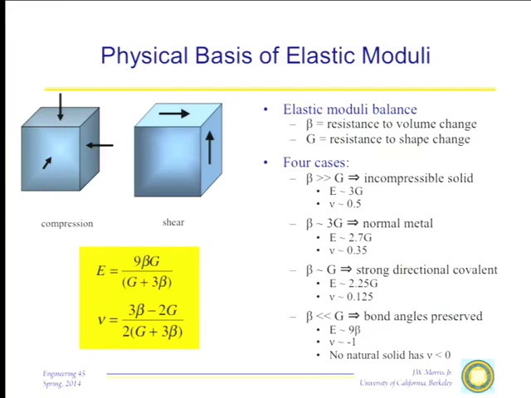Now suppose we take something that's a very, very strong directional covalent bond. So strong that B and G are about the same. Bulk modulus, shear modulus are just about the same. Diamond is a case in point. If I do that, Young's modulus drops to about 2.25 G, nu gets down to 0.1, about that. And this would be the case for things like diamond, which have behavior kind of like this.